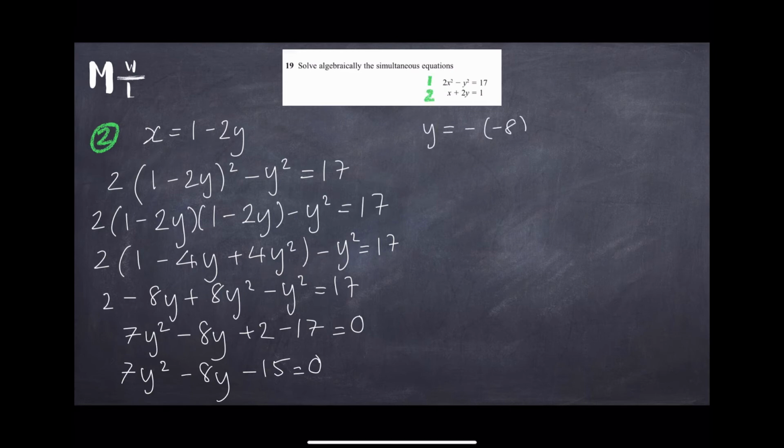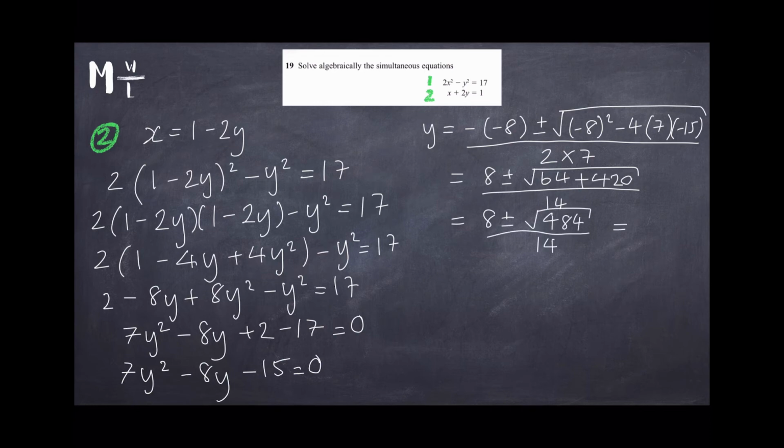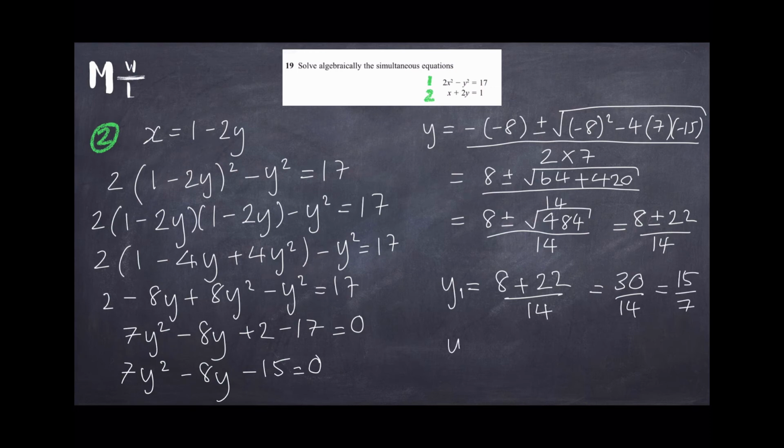So what we need to do is use the quadratic formula to work out the two values of y. So we'll get y is equal to minus -8 plus or minus the square root of minus 8 all squared minus 4 times 7 times minus 15, all divided by 14. Simplifying this further, we get y is equal to 8 plus or minus 22 all divided by 14. So the two values of y are y is equal to 15 divided by 7 and y is equal to minus 14 over 14, which is just equal to -1.